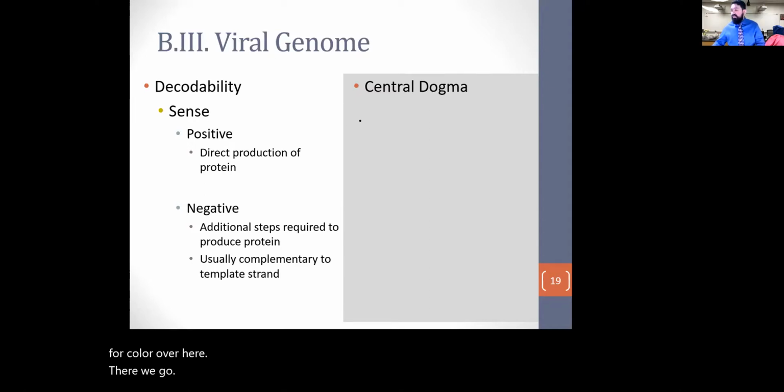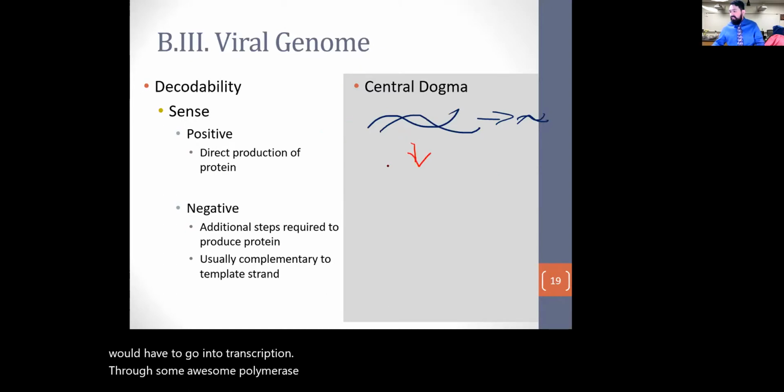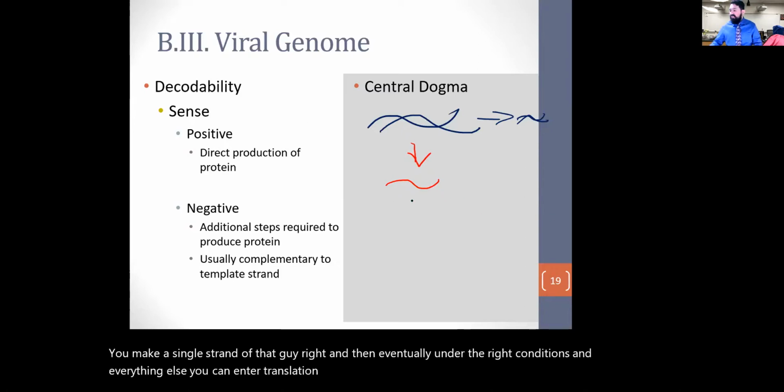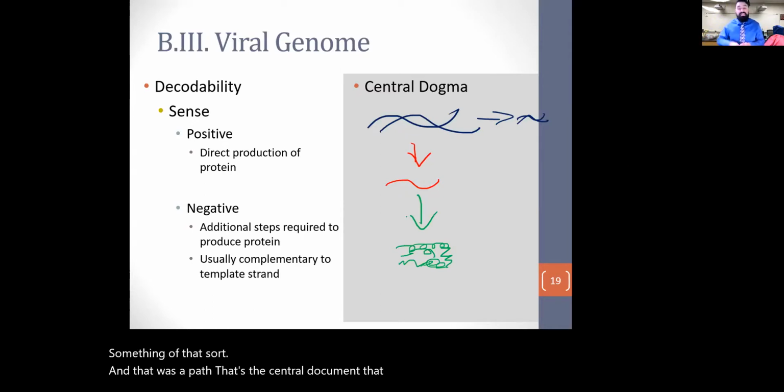We all started with our double-stranded DNA, right? We have our 2 double strands that you can replicate and make more, make 2 copies of those guys. But ultimately, you would have to go into transcription, and through some awesome polymerases, you'd make a single strand of that guy, right? And then eventually, under the right conditions, you can enter translation, and using some cool ribosomes, you would make some cool little protein, something of that sort. And that was the path. That's the central dogma that we all learned, right? DNA, RNA, protein. The instructions, the decode, and then the functional piece.